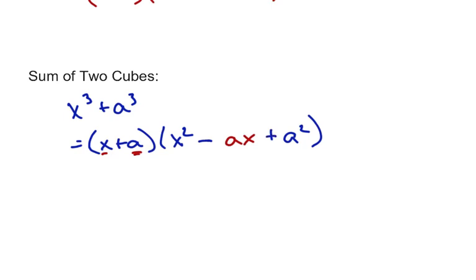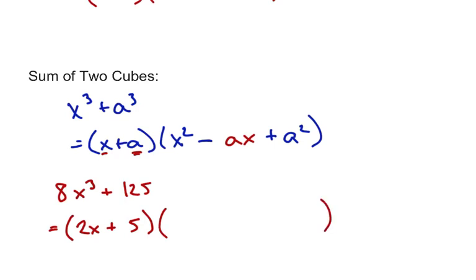Alright, so, let's try one. Let's say 8x cubed plus 125. If we're going to factor that, the cube root of 8x cubed is 2x, and the cube root of 125 is 5. Plus in the middle. Now we figure out the big one by squaring the first thing. The product of the two is in the middle, and then square the last thing. We only get one minus sign. We haven't used it yet, so use it. And there we go.